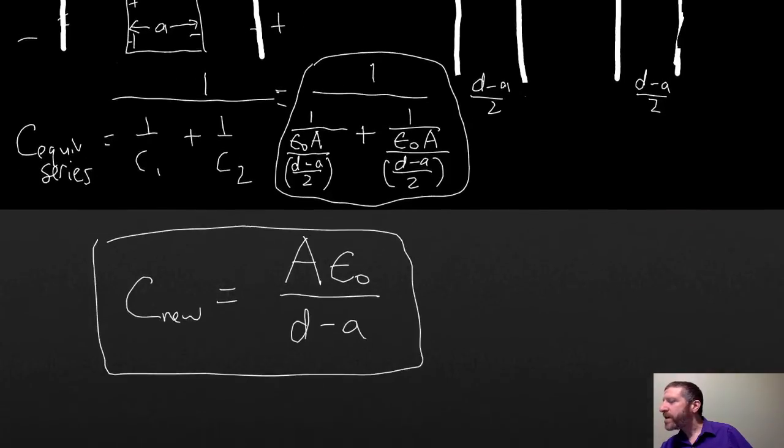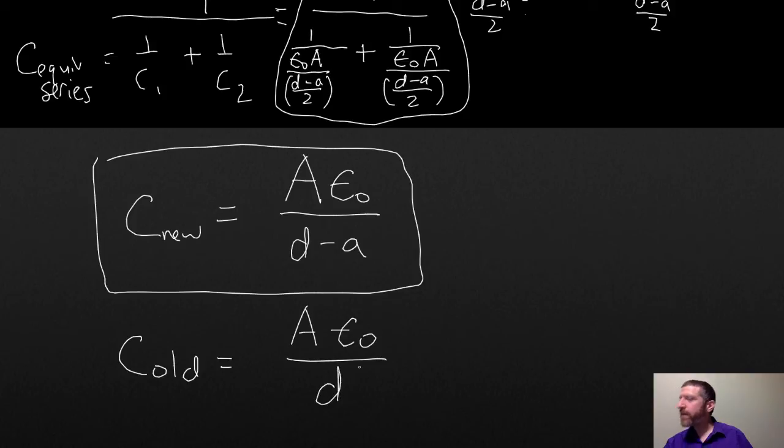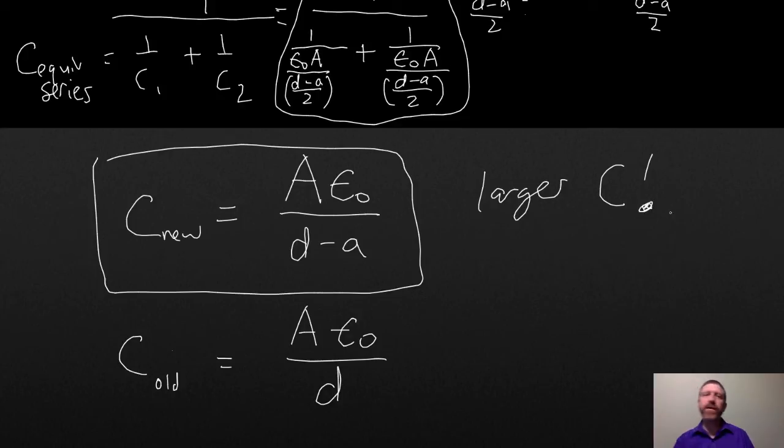So when we look at this, does this increase or decrease the overall capacitance? Let's take a look at C old. What was C old? Well, that was just A epsilon naught over D. Is the new C higher or lower than this? Well, because it's a smaller number on the bottom, this is a larger capacitance. It increases the capacitance to put a conductor in there, which makes sense because if we put an insulator in there, it would also increase the capacitance.